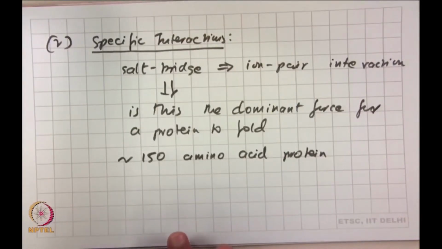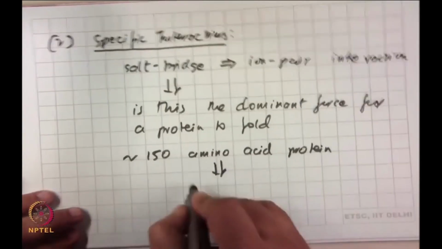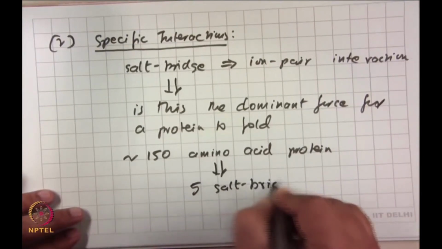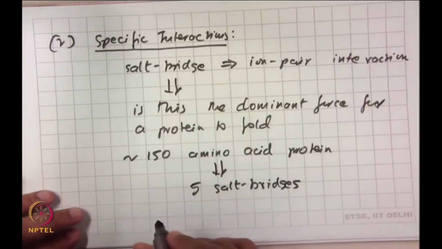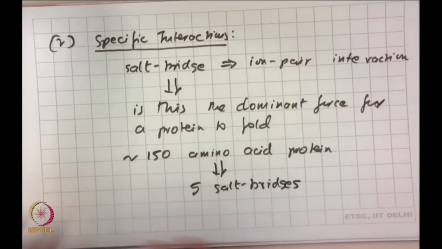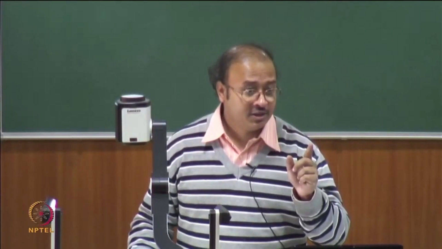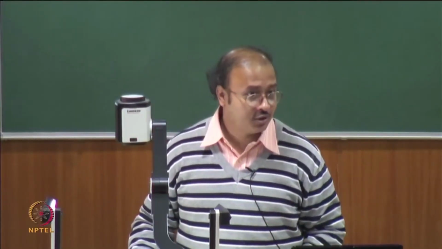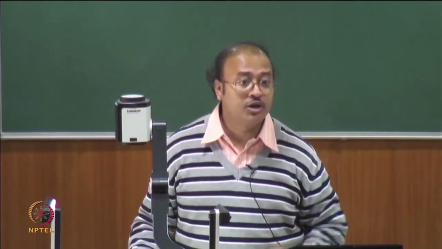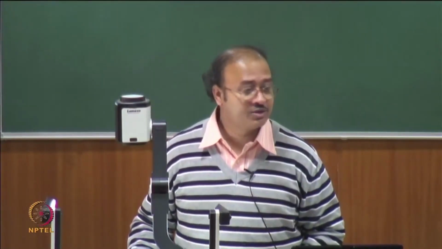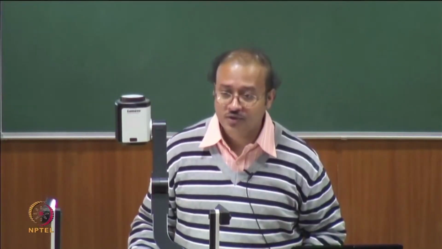When people looked at the structure of the protein, they saw only 5 salt bridges in the 150 amino acid protein. 5 salt bridges means out of 150 amino acids, only 10 amino acids are actually involved in forming the salt bridges or ion pair interaction. The rest 140 are not. Hence, in terms of the number of amino acids involved, don't you think it is too small to be the most dominant force?